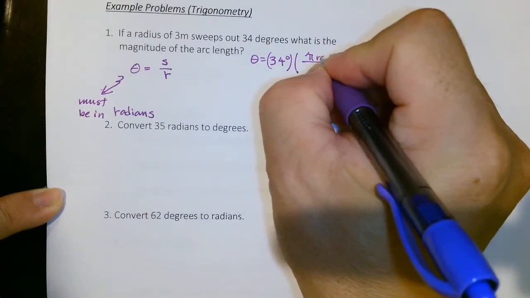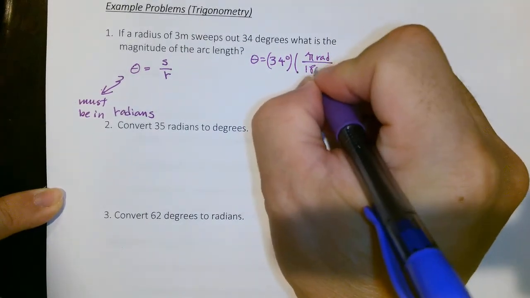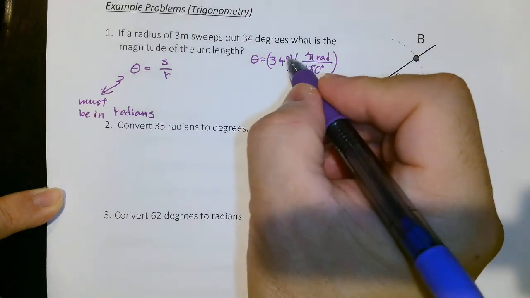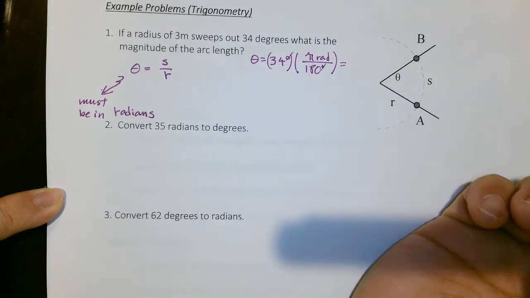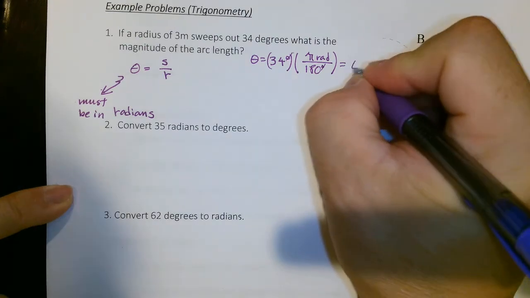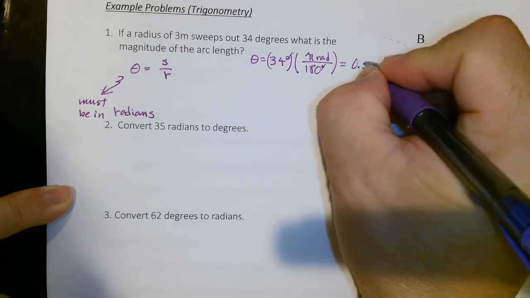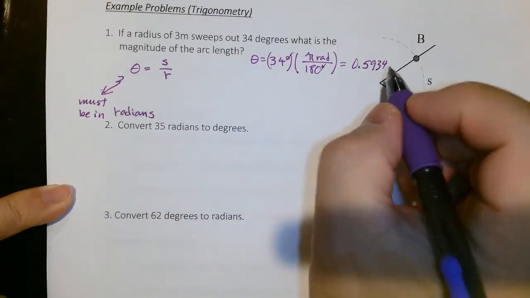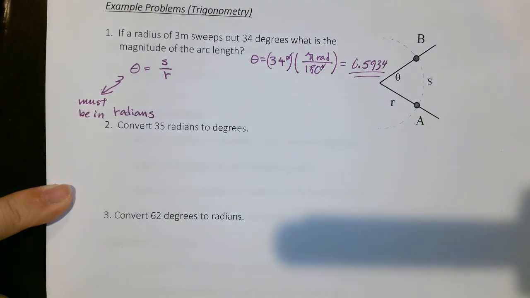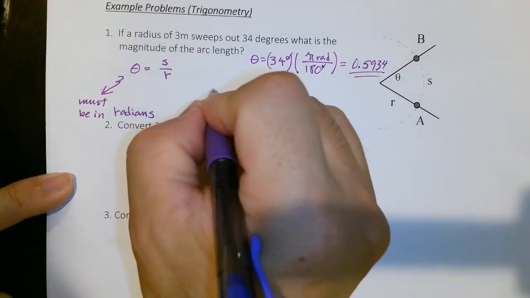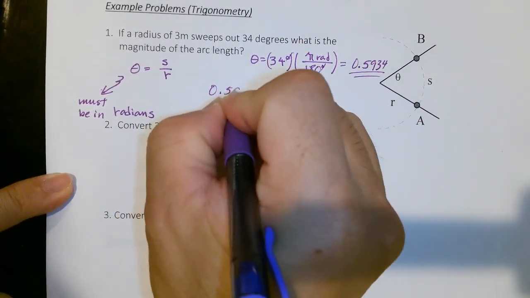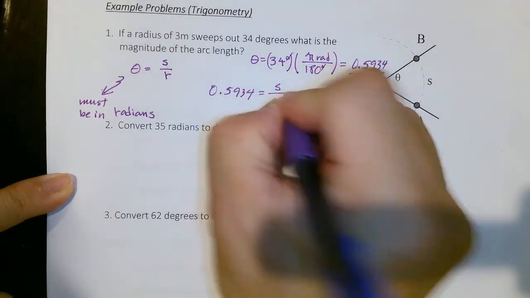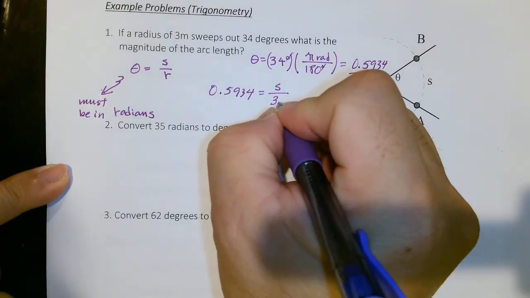So pi radians is equal to 180 degrees. So the degrees will cancel out nicely, right? Giving you radians of 0.5934. So now we can use this information. So 0.5934 is equal to S over R, which is 3 meters.